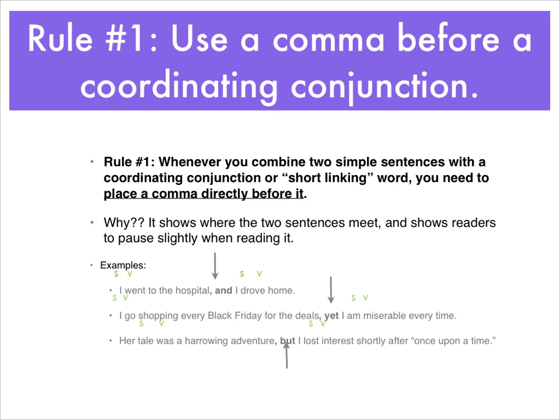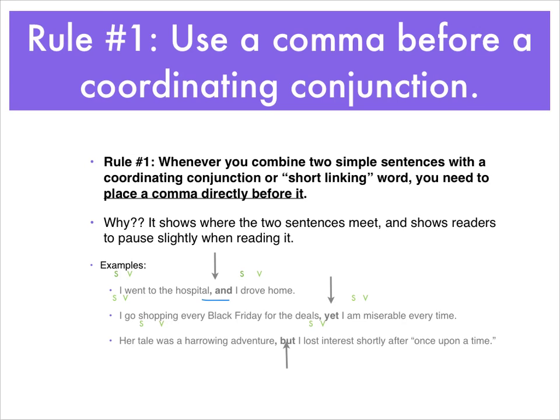Okay, so now we're at the main rule. The main rule here is to use a comma before you use any of those fanboys or coordinating conjunctions. So if I have for, and, nor, but, or, yet, or so linking my two sentences, I need to have a comma there to show that the thought has not ended and I'm continuing on to the next part of my sentence. So here in example 1, I went to the hospital, and I drove home. I use the comma before and, then move on to my second sentence.